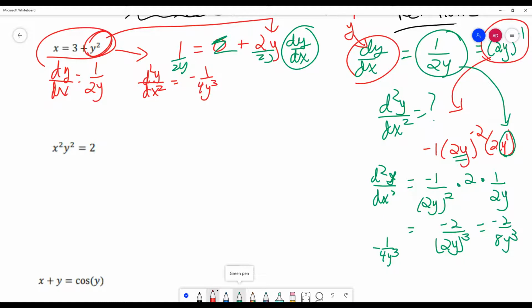Okay, I truly hope that makes sense. Okay, so now let's look at the next guy. I have x squared plus y squared equals 2. So we're just going to find the derivative. Hopefully you're looking at this and going, oh yeah, that's a product rule in action.